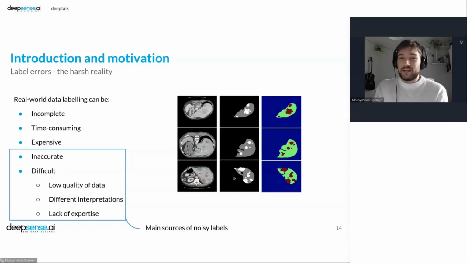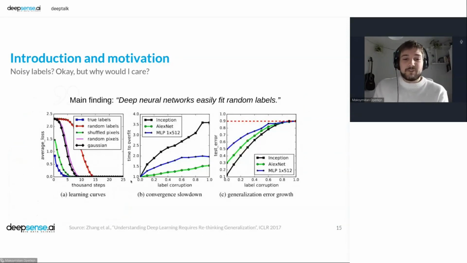But why would we care if the deep neural network can be robust to it? Well, there's an interesting paper which was published in 2017. Its name is Understanding Deep Learning Requires Rethinking Generalization. And as you can see here on the graph on the left, we got some experiments which they conducted. So first of all, they had just a normal regular training with true labels, which converged pretty quickly. So the loss approached zero very quickly.